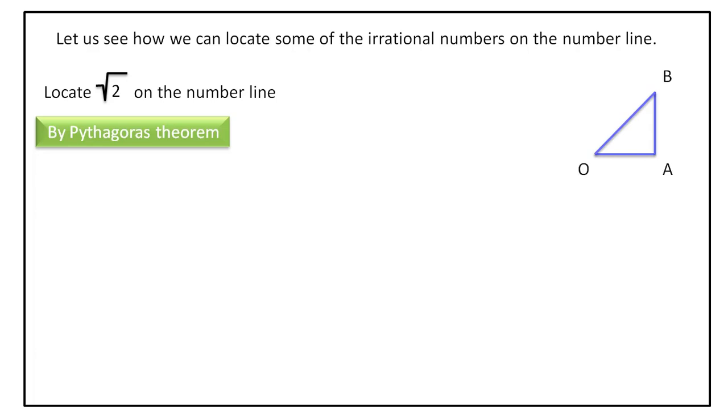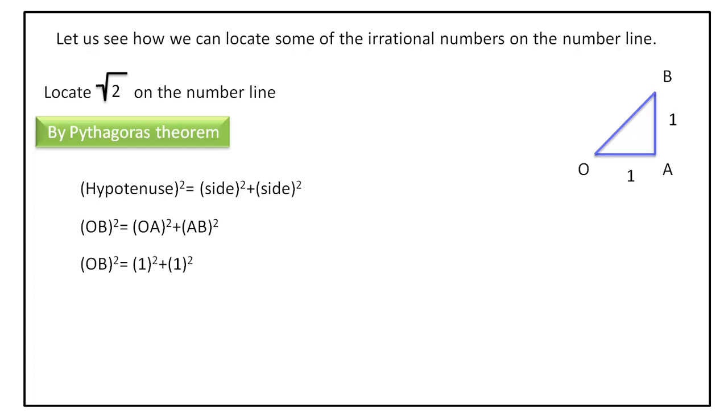Here we have to follow the Pythagoras theorem. You know that the Pythagoras theorem is applicable for a right angle triangle. For the right angle triangle, here I have labeled OAB. According to the Pythagoras theorem, hypotenuse square is equal to side square plus side square. Here hypotenuse is OB and sides are OA and AB. Let's consider these values are 1 and 1, that is 1 centimeter, 1 centimeter. Substituting these values, you will get the hypotenuse. OB square will be 2. So OB is equal to square root 2.